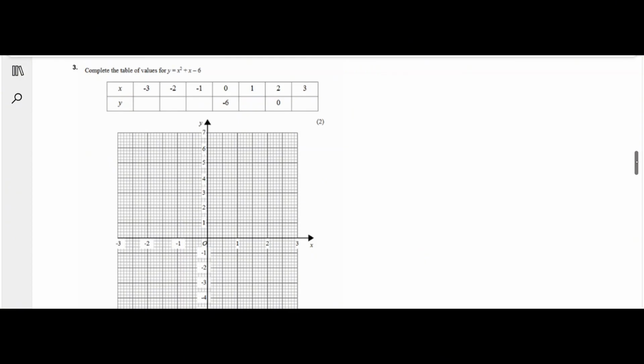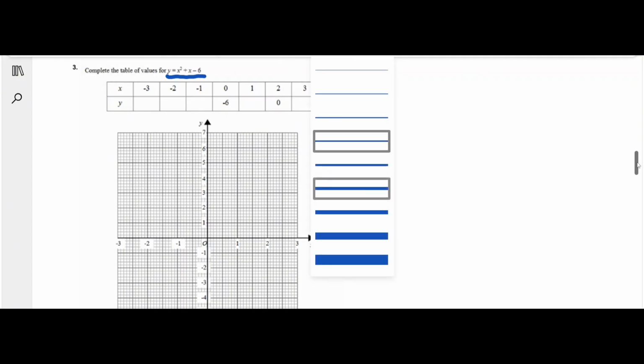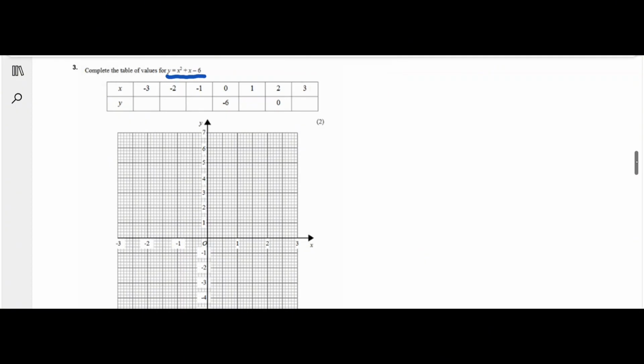So I've got to complete the table of values for y equals x squared add x, and I'm going to write that out because it's a bit blurry. Sorry. Let's try and type that again. My pen is a little bit thick, so I'm just going to change the thickness here. Okay. y equals x squared add x take 6.